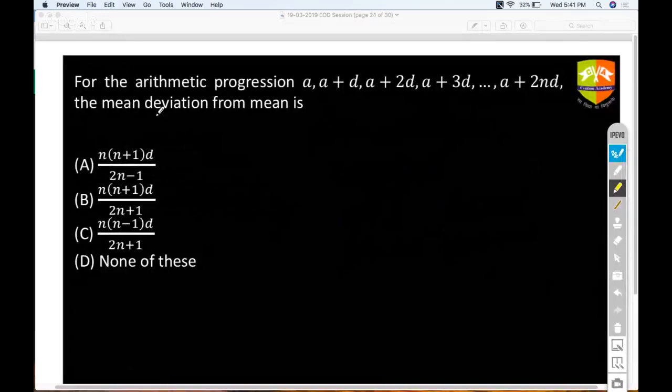Next question is from statistics. For this arithmetic progression a plus d, a plus 2d till a plus 2nd, the mean deviation from mean is. So we have to find out the mean deviation from mean.